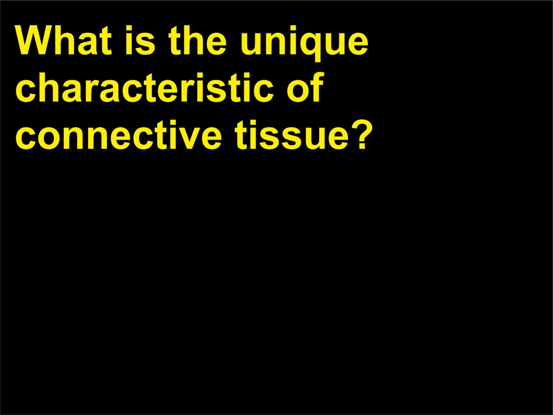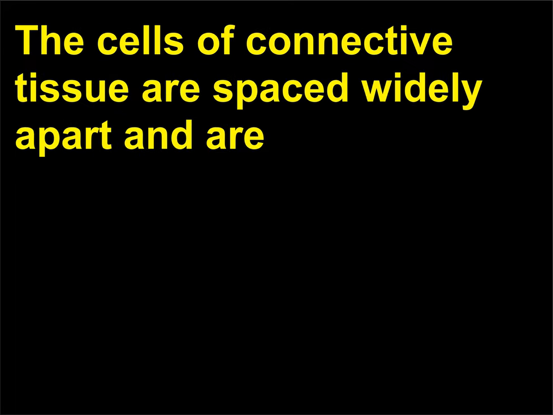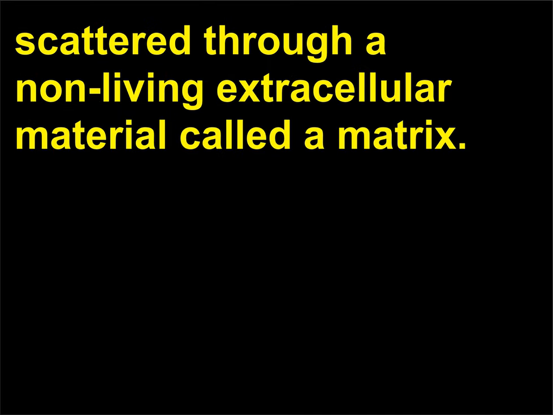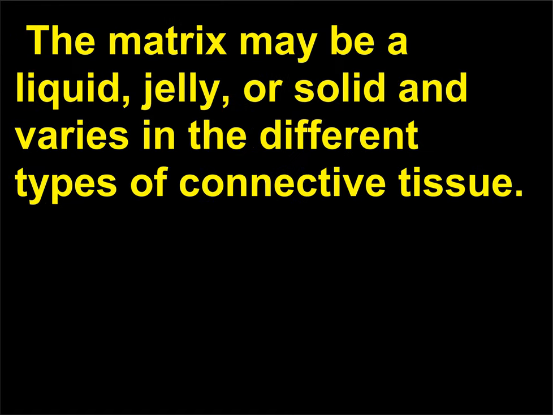What is the unique characteristic of connective tissue? The cells of connective tissue are spaced widely apart and are scattered through a non-living extracellular material called a matrix. The matrix may be a liquid, jelly, or solid and varies in the different types of connective tissue.